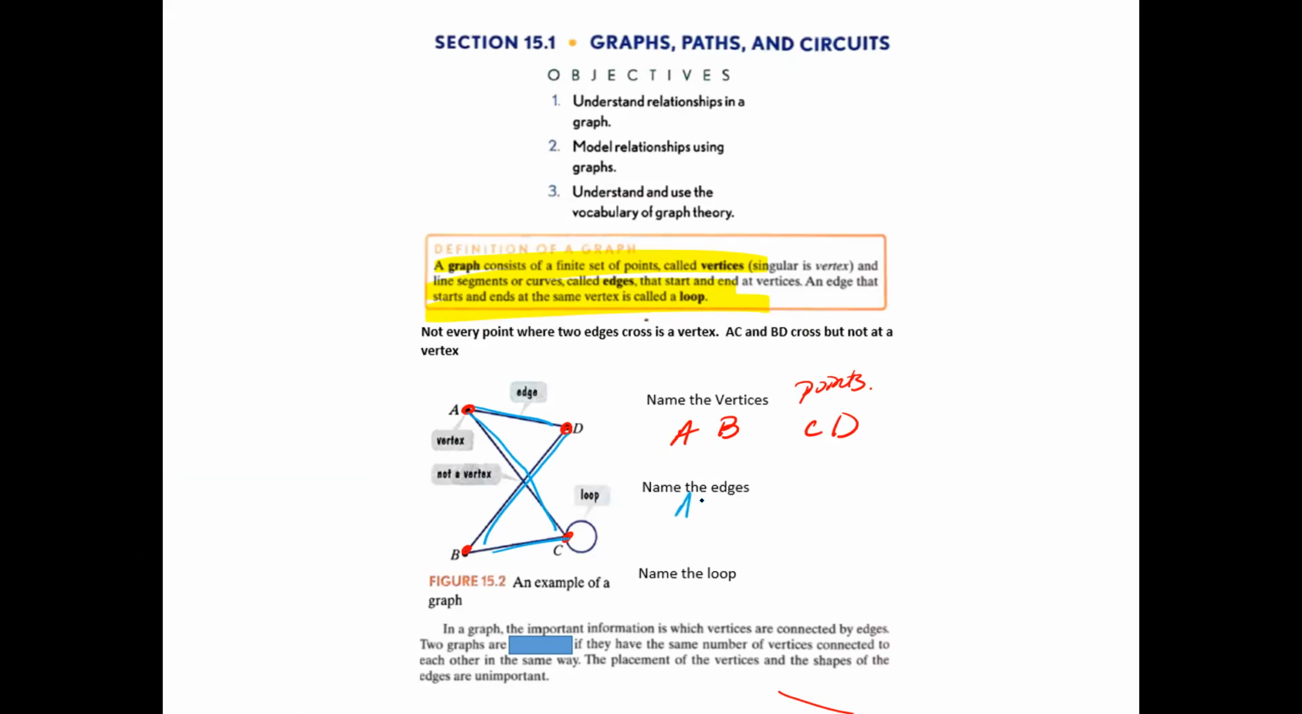So that's going to be AC, AD, DB, and BC. And actually you should write this in alphabetical order, so that way it's easier to figure out which one comes first. Now it says label the loops. Well, the loop is just going to be this piece right here. So that's CC.